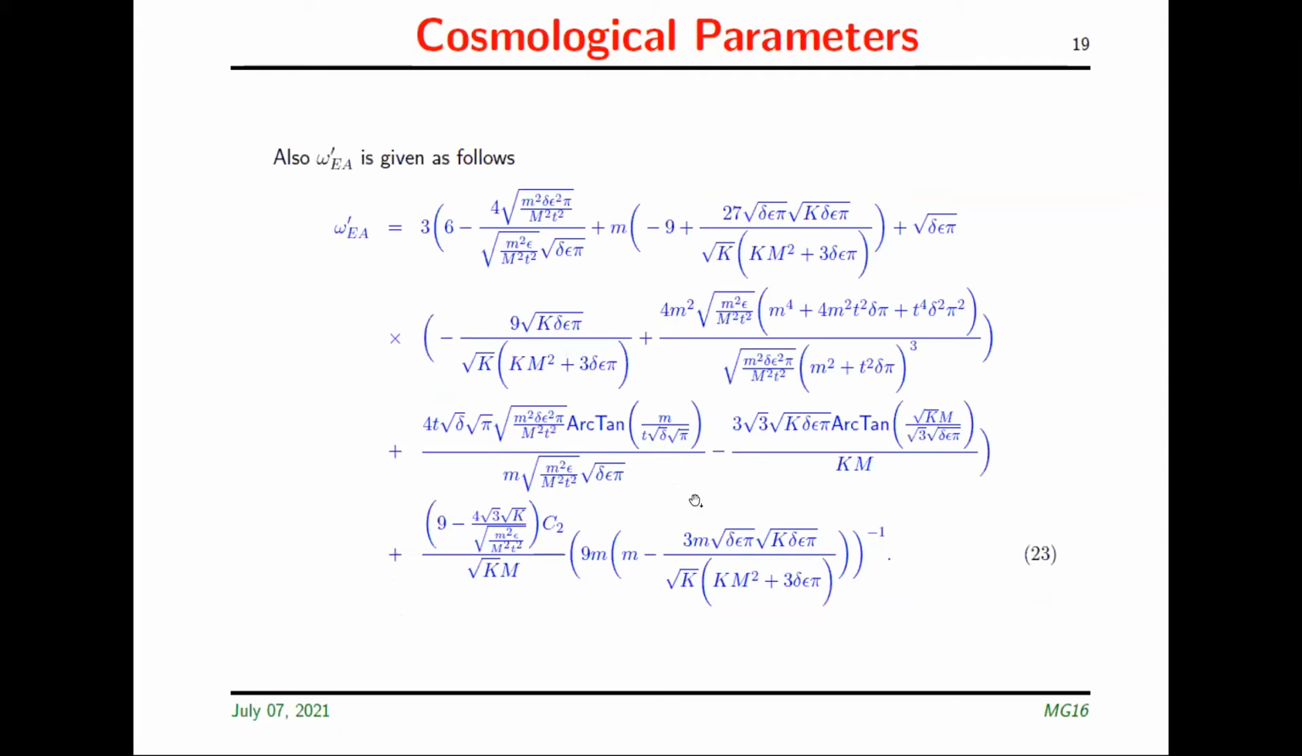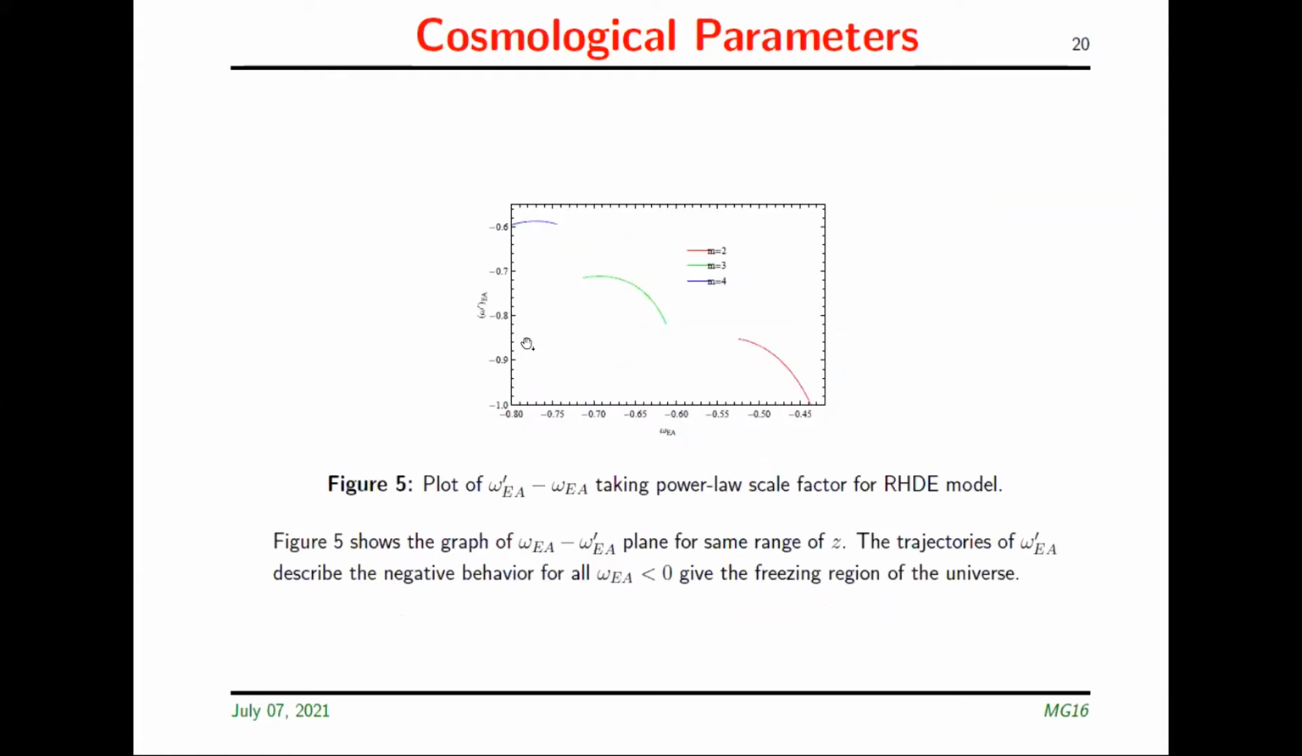Basically, this is also compatible with the recent observations sent by the Planck data. Its evolution plot is given here, and we can see the freezing region of the universe only in this case, because omega prime is less than 0 and omega e is less than 0. So in this case we have only obtained the freezing region, which is the super acceleration region of the universe.